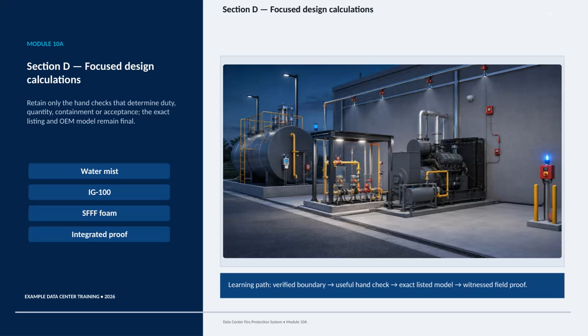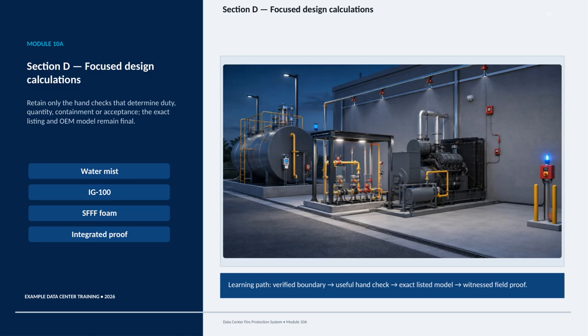This slide introduces Section D, Focused Design Calculations, within Module 10A. The purpose is not to perform every possible calculation or reproduce an entire equipment listing. Instead, we retain the hand checks that directly determine duty, quantity, containment, or acceptance. Those checks provide a practical bridge between the design intent and the final, exact listed model selected with the original equipment manufacturer. The section brings together 4 application areas: water mist, IG-100, SFFF foam, and integrated proof.